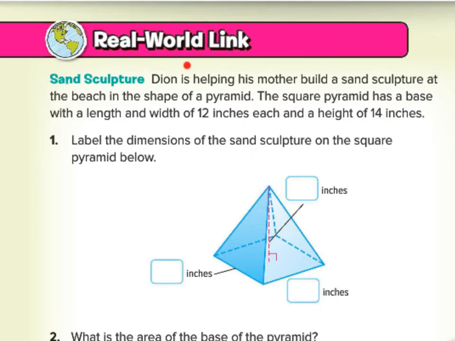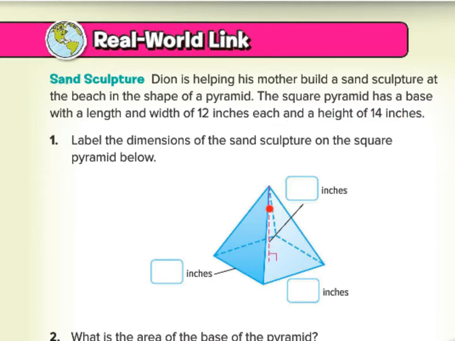Real world link. Sand sculpture. Dion is helping his mother build a sand sculpture at the beach in the shape of a pyramid. The square pyramid has a base with a length and width of 12 inches. So we have 12 inches by 12 inches. It's a square pyramid, right? The base is square. And a height of 14 inches.